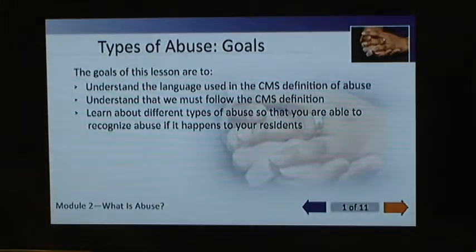The goals are to understand the language used in the CMS definition of abuse. CMS is the Center for Medicare and Medicaid Services. Understand that we must follow the CMS definition and learn about the different types of abuse so that you are able to recognize abuse if it happens to your residents.